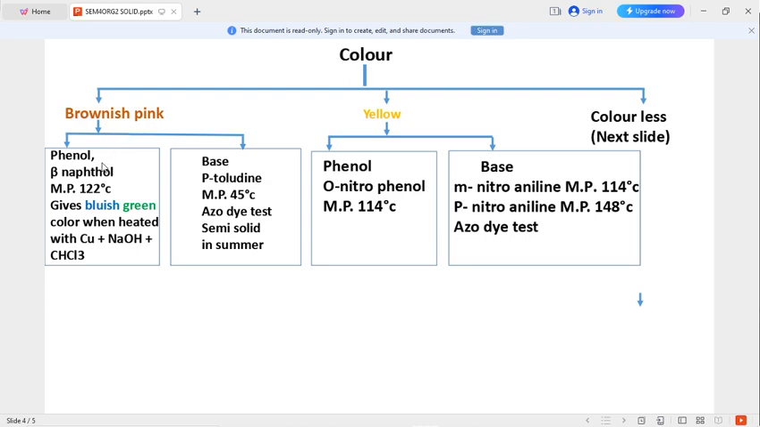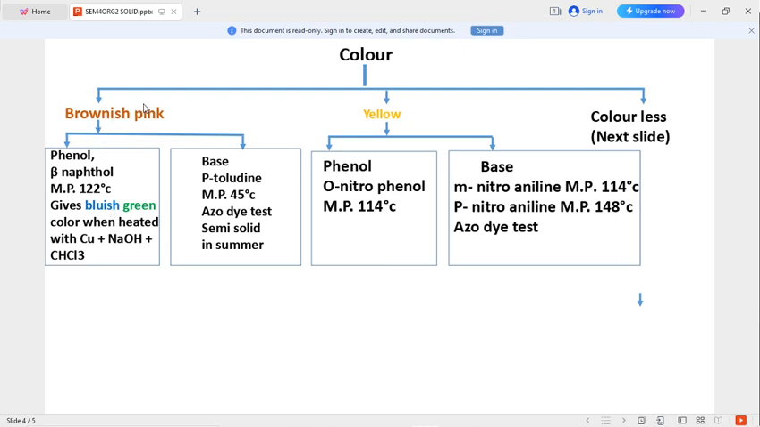If it is found to be phenol, then it indicates the presence of beta naphthol. Beta naphthol's melting point is 122 degrees Celsius, but this is a very good test to confirm the presence of beta naphthol. For your compound under observation, to confirm whether it is beta naphthol or not, dissolve it in NaOH, add a piece of copper and chloroform and heat it. If you get a bluish green color, then definitely it will be beta naphthol. So before measuring the melting point, you can check with this test.